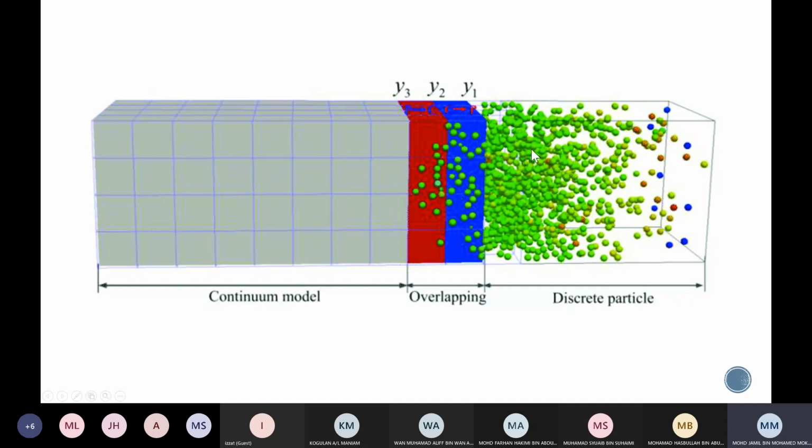For the discrete particle approach, usually it will take more computational power, because you have to model each of these particles. Each of the particles has different behavior. But for a continuum model, we can assume that the whole material has similar material properties throughout the body.